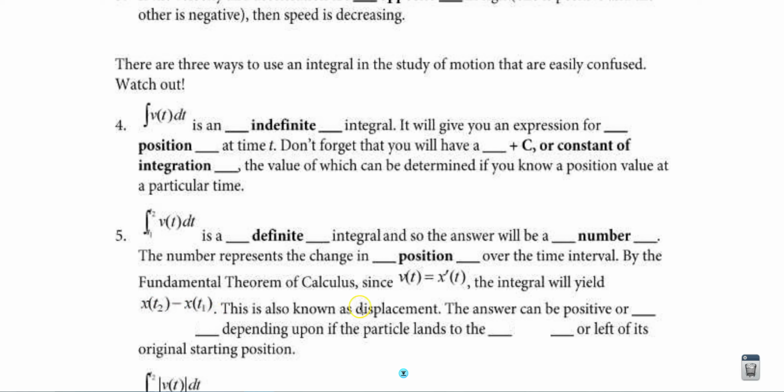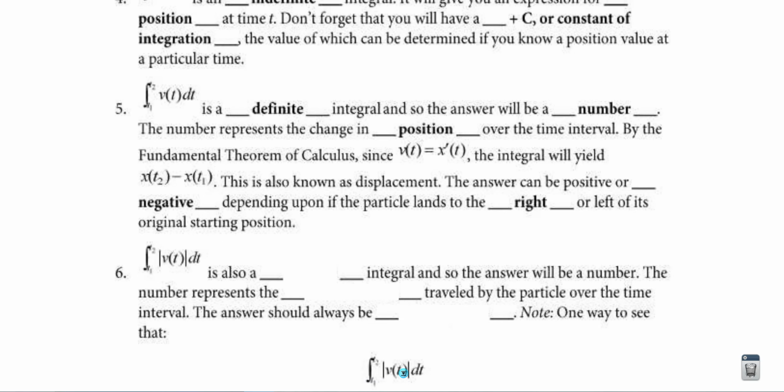Okay, another thing for you to make note of, that this is also known as displacement. This is another word that you've probably heard a lot in physics. So your displacement is basically, from the time you started to the time you finish, what is your change in position? The answer can be positive or negative depending on if the particle lands to the left or to the right of its original starting position.